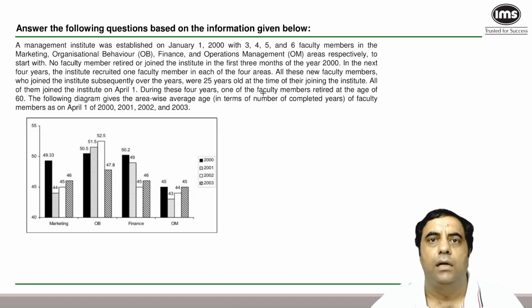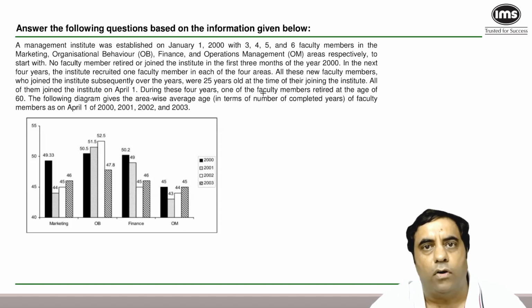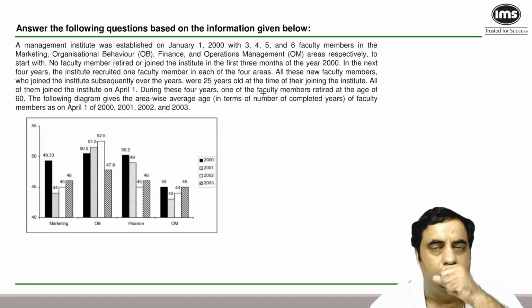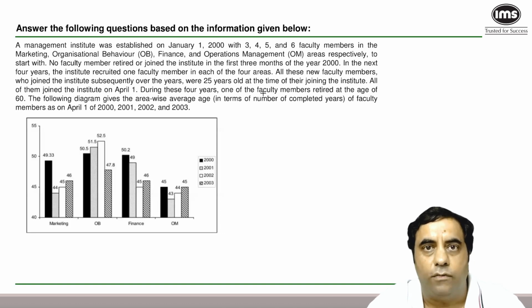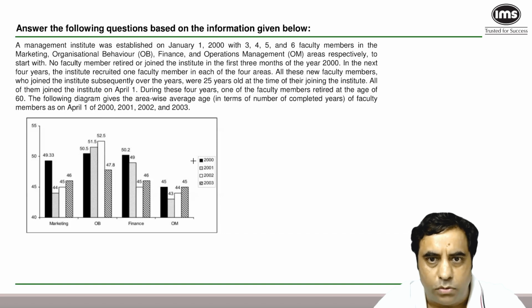And now they've mentioned that there is a joinee in all these departments in the next 4 years. That means right from 1st of April 2000 till 2003. So there is a joinee in all the departments. And also, 1 person has retired at the age of 60 in one of these departments. Right. And then they've given you the table also, which says marketing, 49.33 is the average in 2000. Then it becomes 44, 45, 46. Similarly, the other data is given.